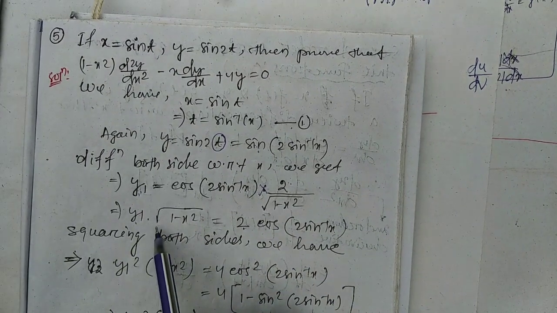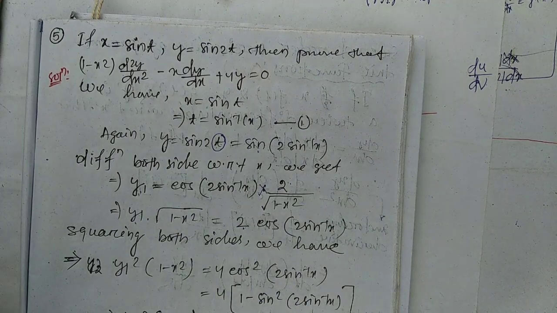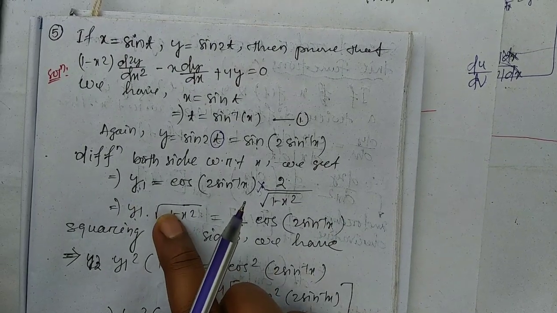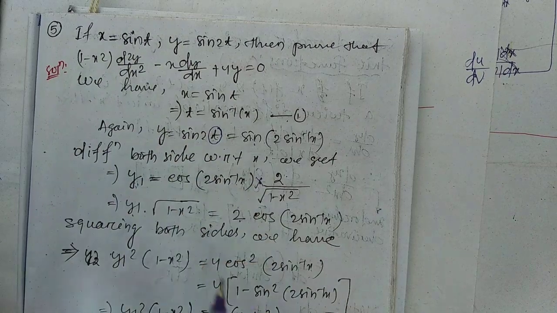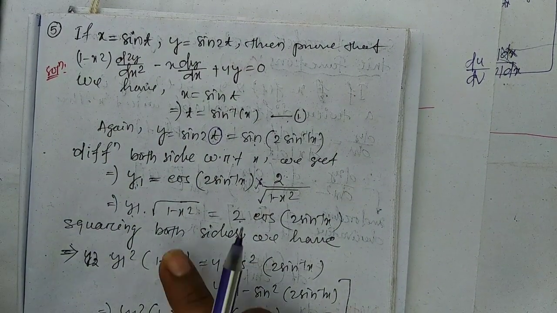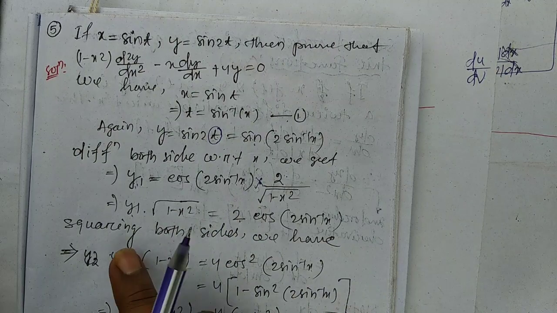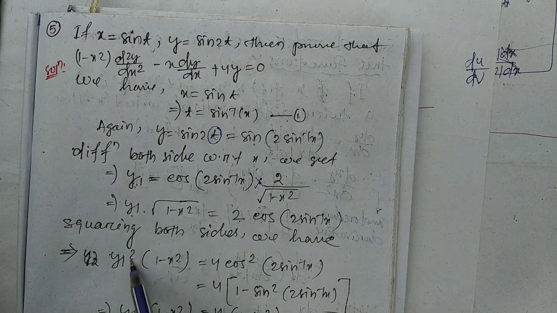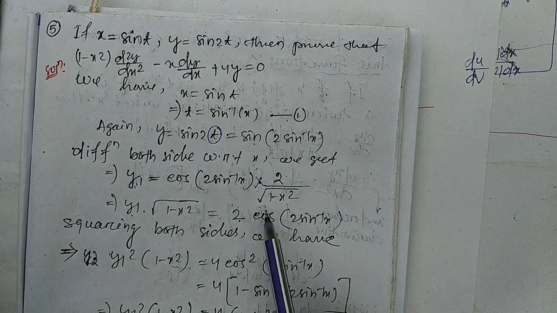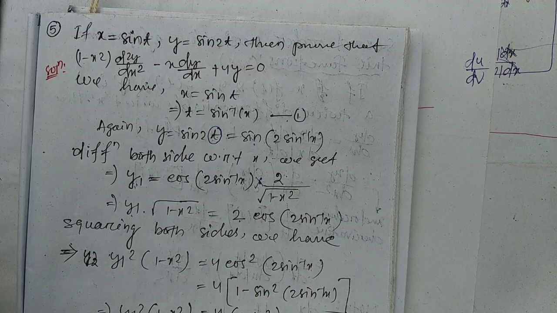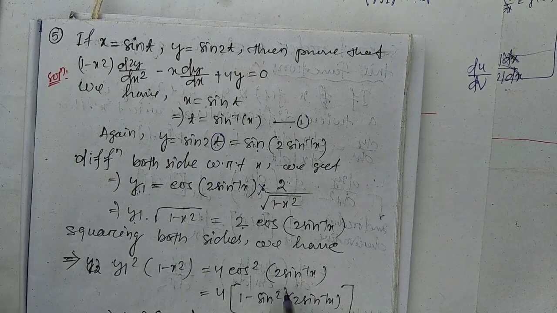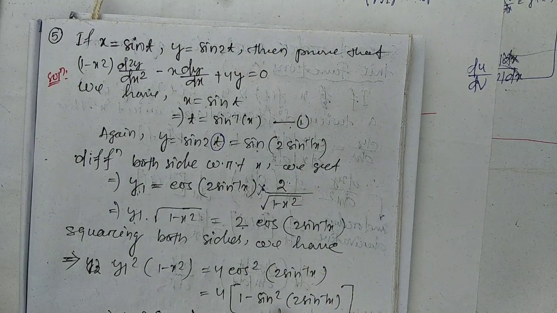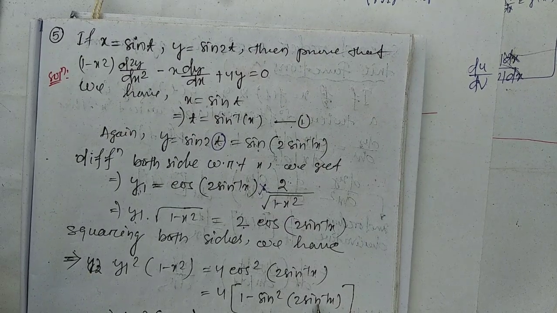We are obtaining y1 into square root of 1 minus x square on the left, and on the right 2 times cos of 2 sin inverse x. Now to eliminate the square root, because in the final output we don't need the square root, we have to eliminate it just by squaring. Squaring both sides, we obtain y1 square into 1 minus x square, and on the right 2 square is 4, then cos square of 2 sin inverse x. We can write cos square of 2 sin inverse x as 1 minus sin square of 2 sin inverse x.